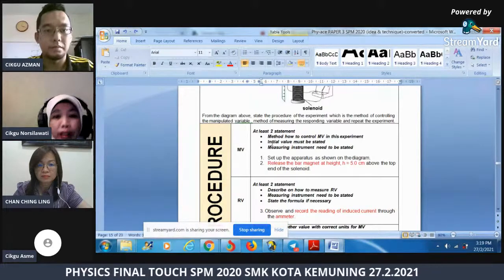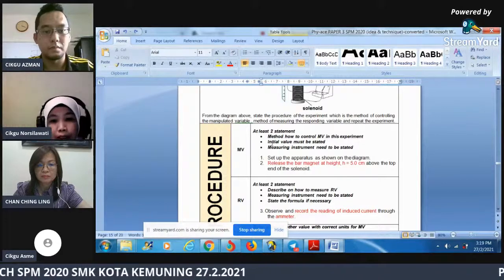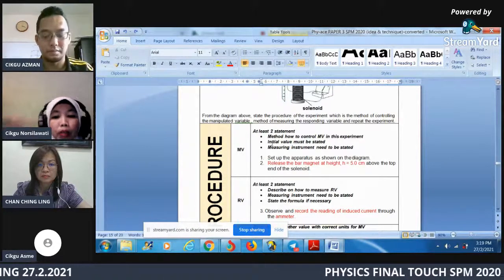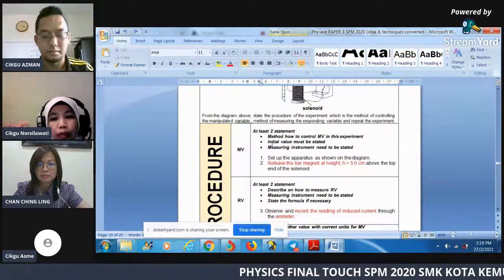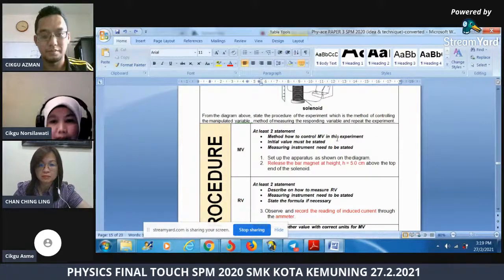That means you start the experiment with what height of the bar magnet to be released. Okay, kamu nak lepaskan bar magnet tu dari ketinggian berapa? So kena mula permulaannya tu. So kita panggil sebagai to control the manipulated variable in this experiment.